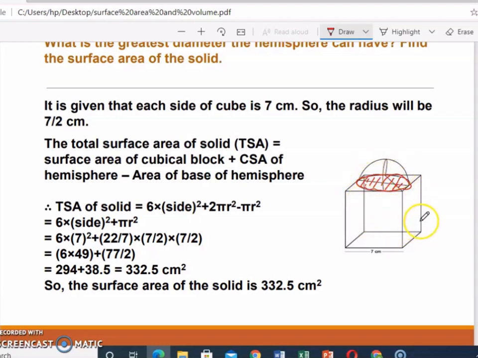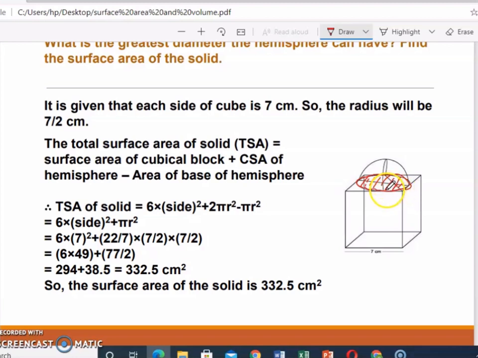So the total surface area of the resulting solid will be TSA of the cube plus CSA of the hemisphere minus the base area of the hemisphere. So TSA of the cube will be 6 into side square, plus 2 pi r square will be the curved surface area of the hemisphere, minus pi r square will be the base area, this area.